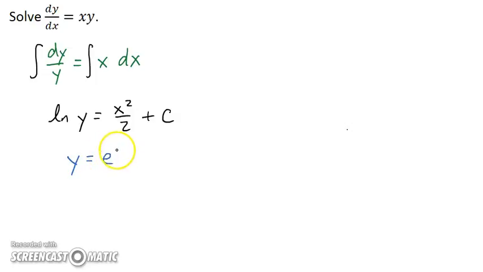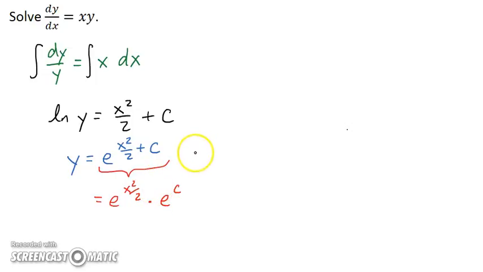The right side should be e to the x squared over 2 plus c, and notice that plus c is part of the power on e here. All right, I need to use a trick here from algebra class. If you have a base to a sum of powers, that's the same as the base to the first power times the base to the second power.